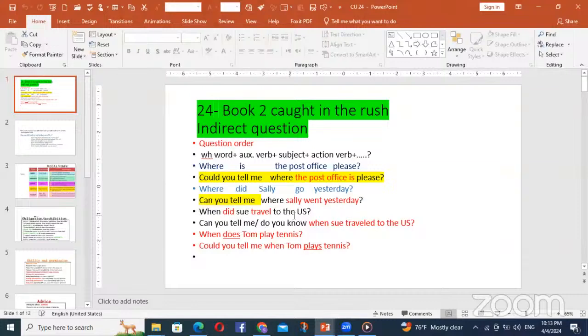When did Sue travel to the US? The direct question. Change it to indirect: can you tell me or do you know when Sue traveled to the US? When does Tom play tennis? So: could you tell me when Tom, I remove does, and then I put play in the present simple, so we use plays tennis.